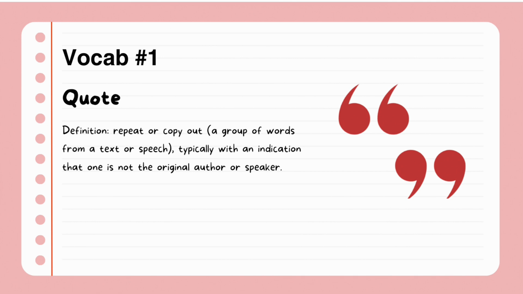So we're going to go over some vocab today that might relate to citations. So vocab number 1, a quote. The dictionary definition of a quote is to repeat or copy out a group of words from a text or speech, typically with an indication that one is not the original author or speaker. So that's kind of long. If we want to break it down, a quote is when you might take a sentence from something, maybe a book, a textbook, whatever it might be, and you put it into something that is yours. And so we make it a quote.